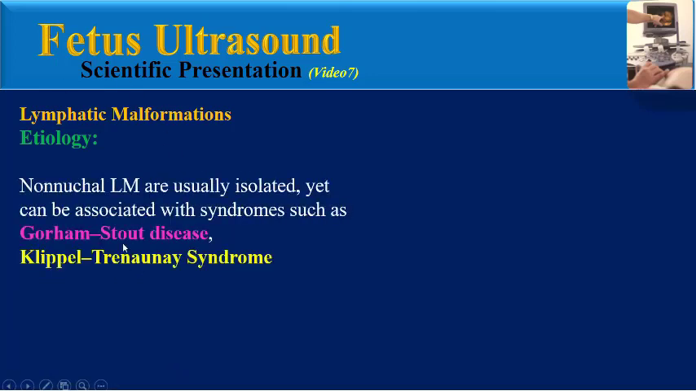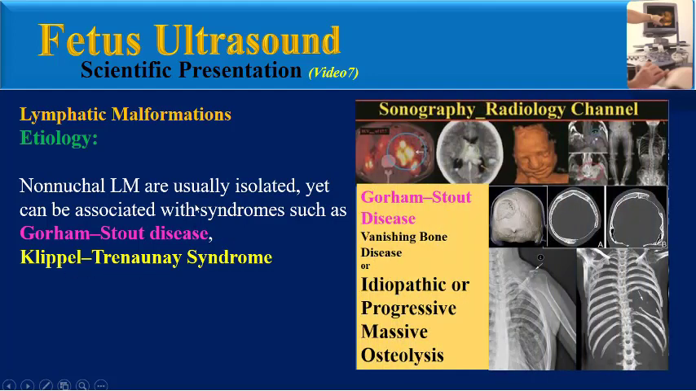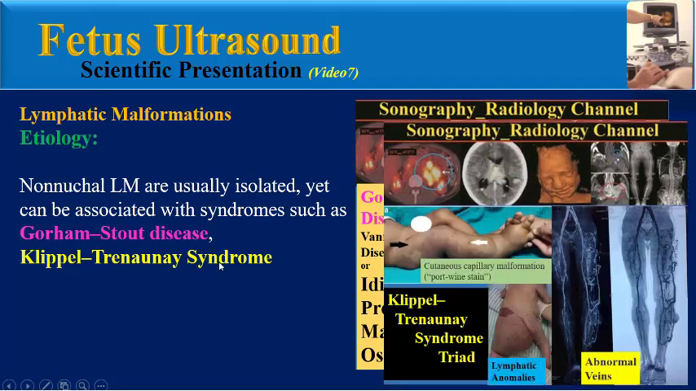Non-nuchal lymphatic malformations are usually isolated, yet can be associated with syndromes such as Gorham-Stout disease, which has other names like vanishing bone disease or idiopathic or progressive massive osteolysis, and Klippel-Trenaunay syndrome, which has a triad including cutaneous capillary malformation or port-wine stain, lymphatic anomalies, and abnormal veins.